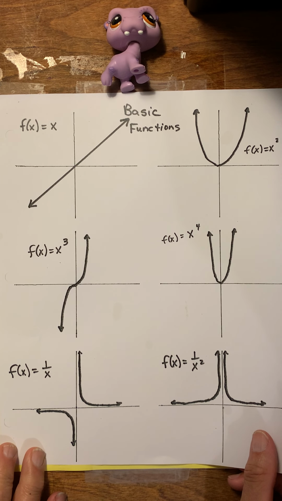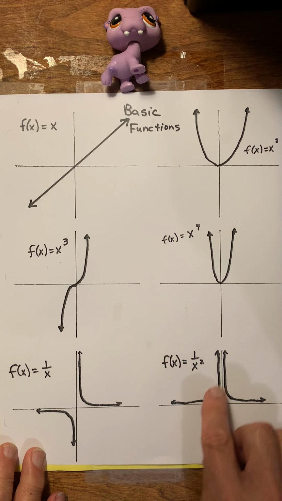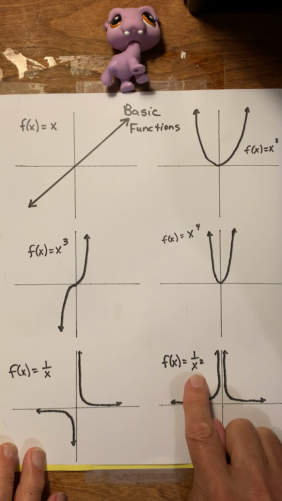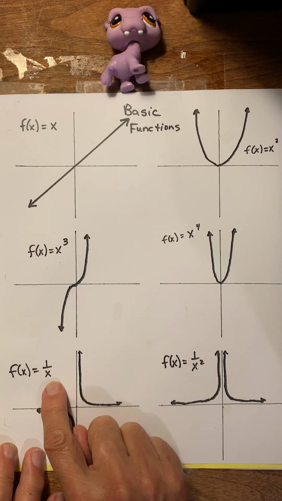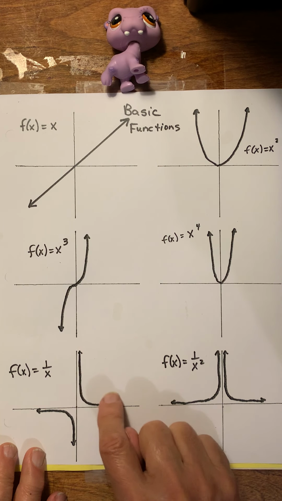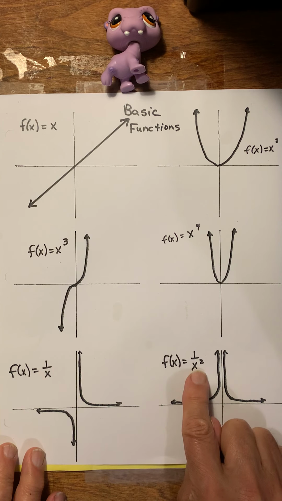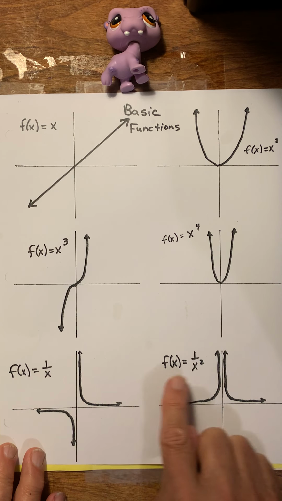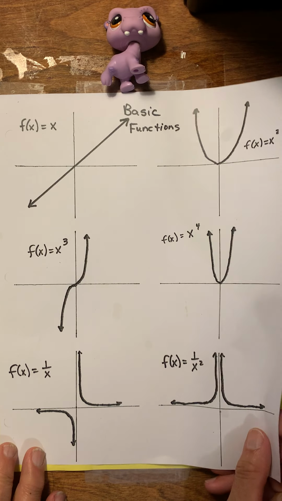And by the way, 1 over x to the fourth, what do you think? It's going to be a skinnier expression of this. 1 over x to the sixth, same general shape. 1 over x cubed, same general shape as this. So odd and even expressions when the x is, notice, in the denominator of your fraction.